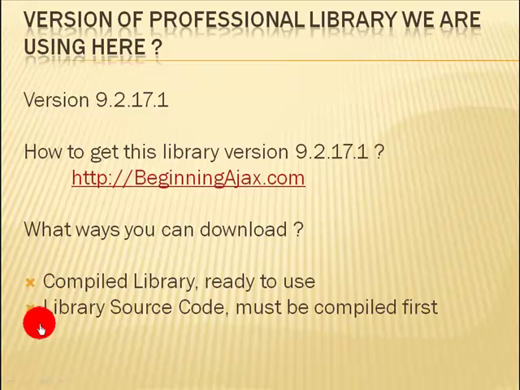The first way is the compiled library. The second way is the library source code. The main difference between these two ways is that the compiled library is ready to use, but the library source code must be compiled first. I would recommend that you first download the compiled library. This is the zip file that contains a single file named Ajax.NET. This is the already compiled library that is ready for you to start using as a reference in the next section.